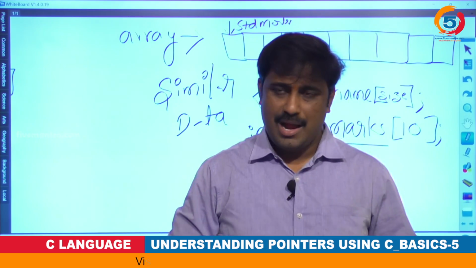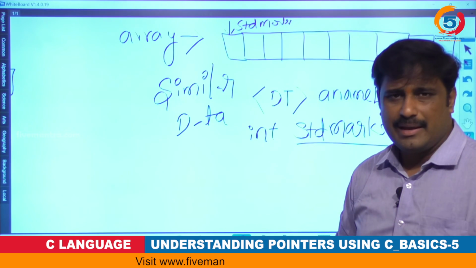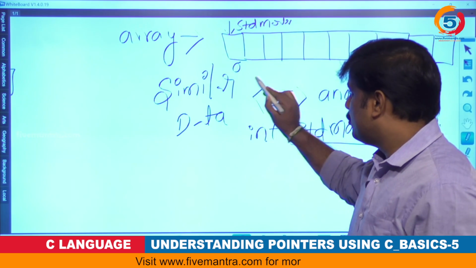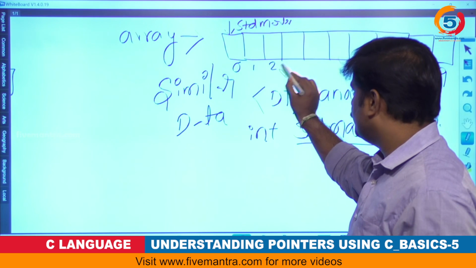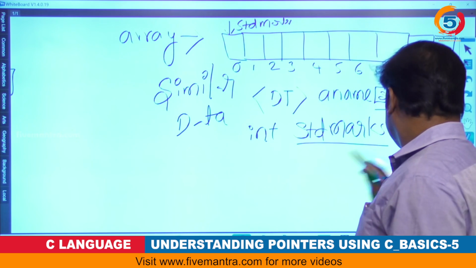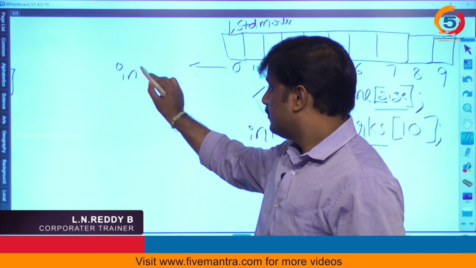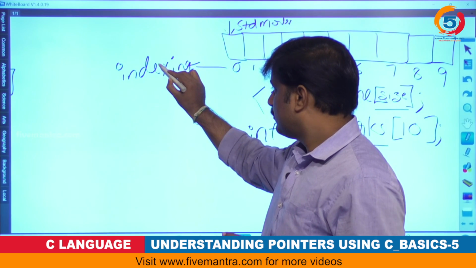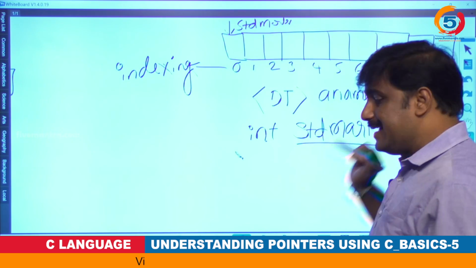How to access individual marks? That is the important one. Your compiler gives enumeration to these memory blocks. Enumeration means it will assign numbers from 0 to size minus 1, that is 9, like 0, 1, 2, 3, 4, 5, 6, 7, 8, 9. And this we call indexing. The index starts from 0 and goes to size minus 1.